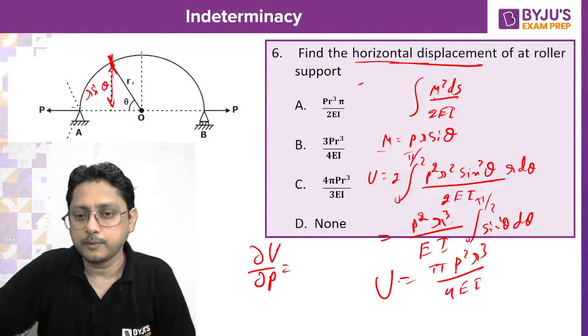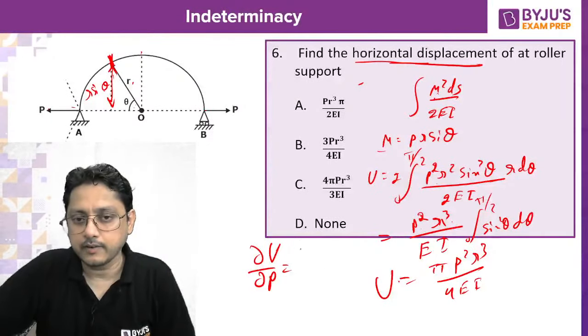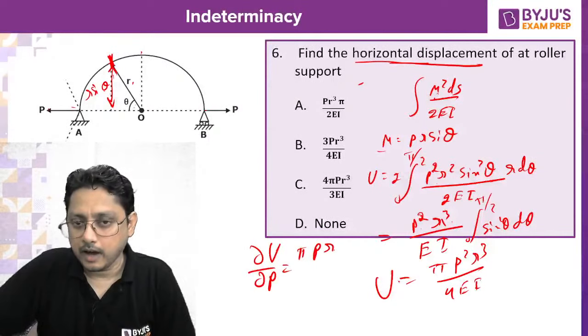Partially you differentiate with respect to P, del U by del P. If you do, how much will you get? 2P, so 2 will get cancelled. I will get pi P r cube divided by 2EI.